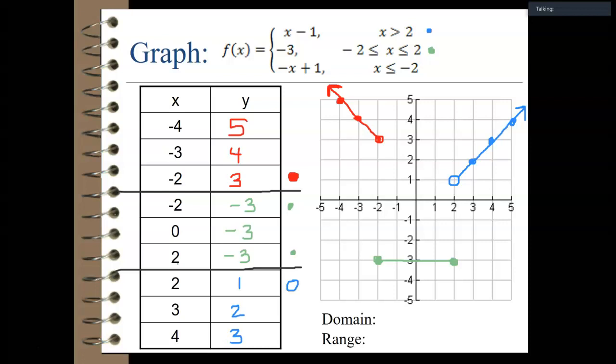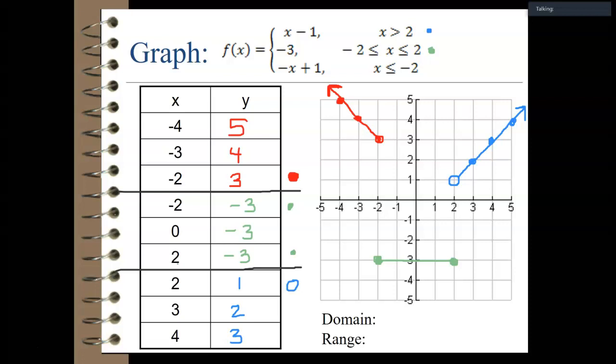Is this a function? No. Why is it not a function? Stephen? Exactly. There are 2 closed points at -2, therefore not a function. For every x, there is not a unique y. There are 2 y's for x equals -2.